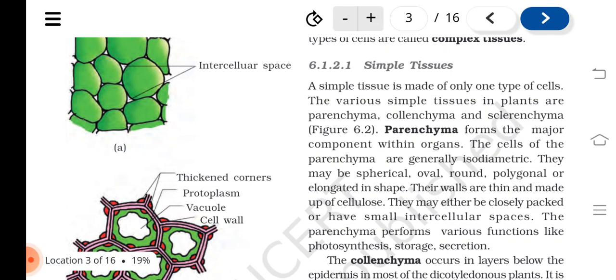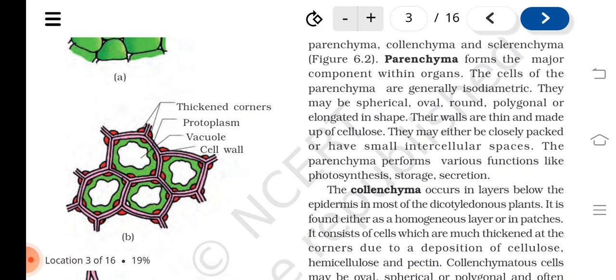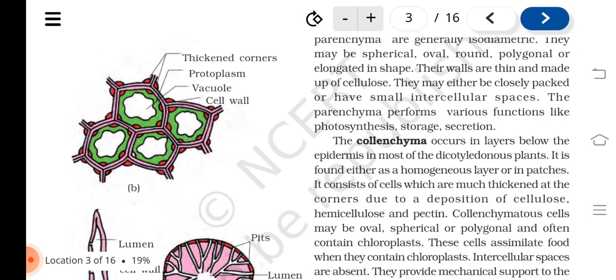Parenchyma forms the major component within organs. The cells of the parenchyma are generally isodiametric. They may be spherical, oval, round, polygonal or elongated in shape. Their walls are thin and made up of cellulose. They may either be closely packed or have small intercellular spaces. The parenchyma performs various functions like photosynthesis, storage, and secretion.